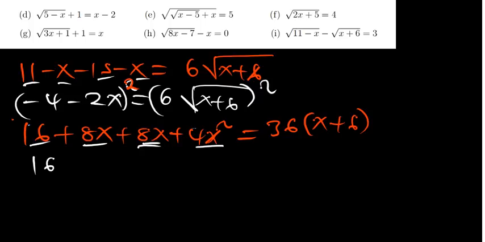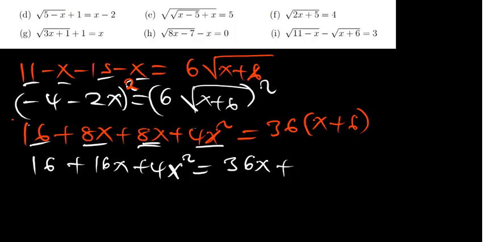So it's going to be 16. I add 8 plus 8, which is 16x, plus 4x squared. This has to be equal to 36 times x, which is 36x, plus 36 times 6. What is 36 times 6? It is 216.